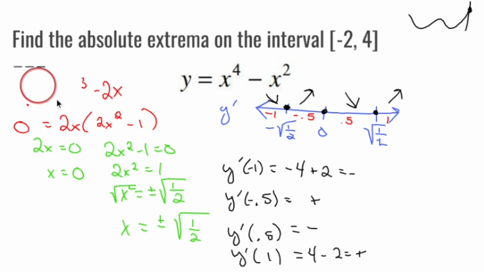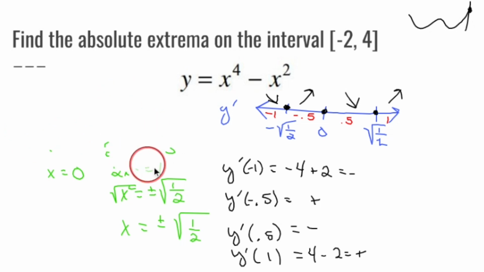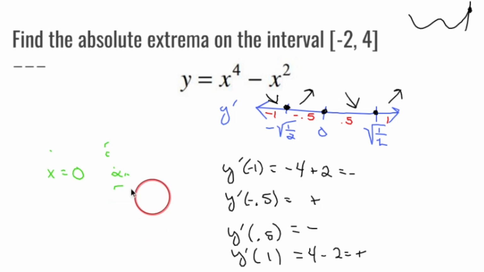Yeah. So what I'm going to do is take my 3 critical points and my 2 intervals and plug them into the original equation to see what values I get. The largest value that I get is going to be my absolute maximum, and the smallest value that I get is going to be my absolute minimum. So let's start out with the endpoints.